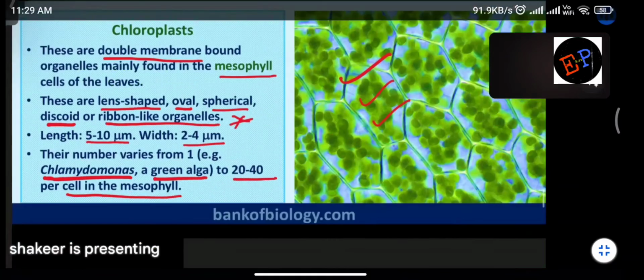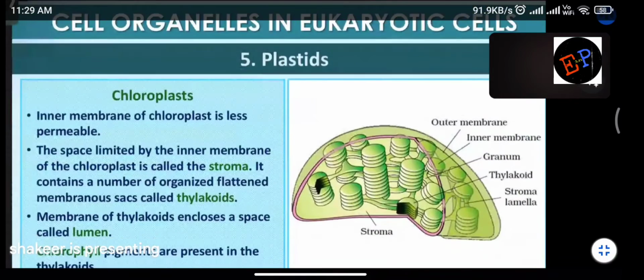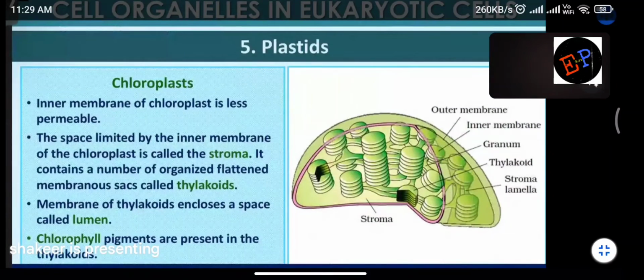So they are responsible for trapping light energy. Okay. So the inner membrane of chloroplast is less permeable. This may be another bit which can be asked. Are you able to understand, ma? So which membrane of chloroplast is not highly permeable? Okay, ma? Inner membrane. Already we studied that chloroplast is a double membrane bound organelle.